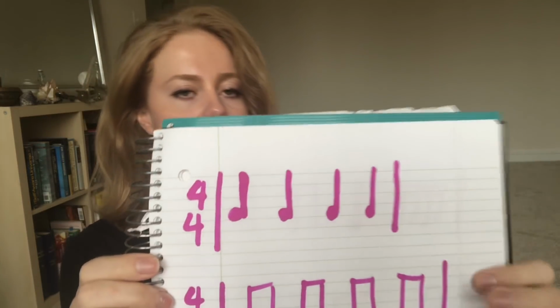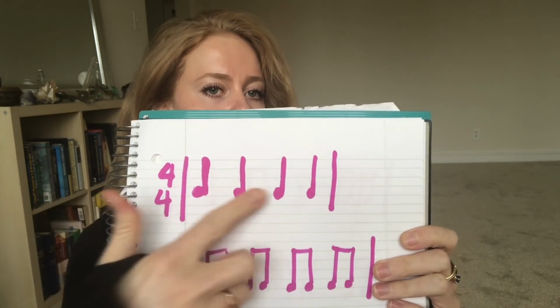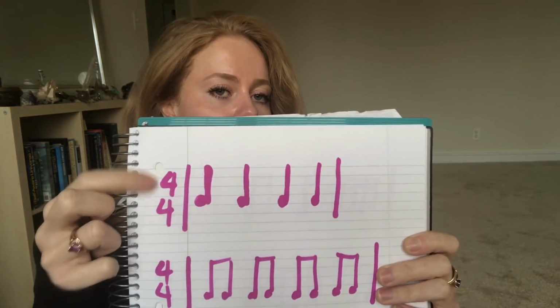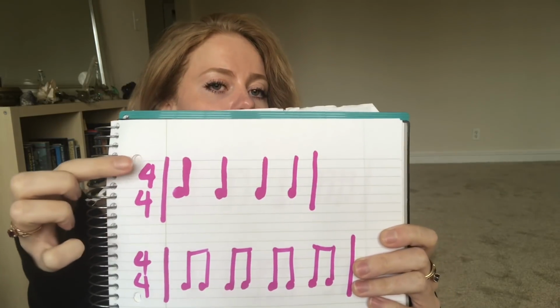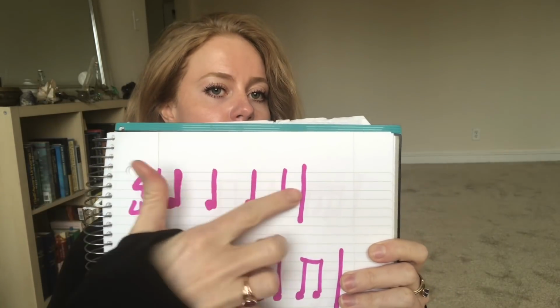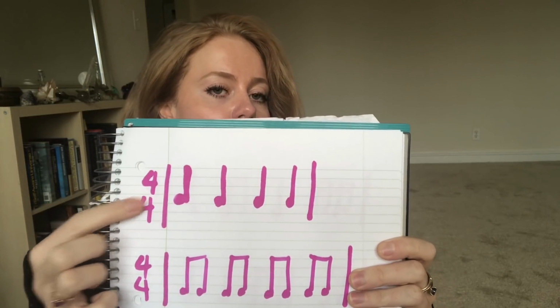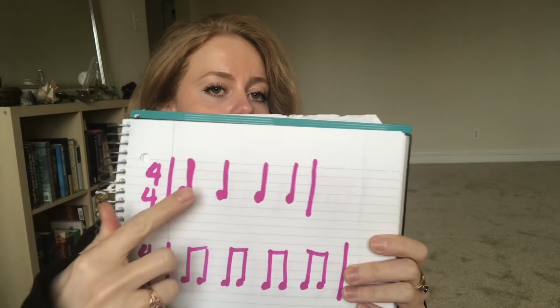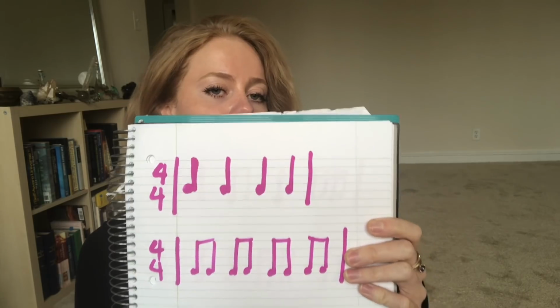Let's go back to the very first page, and you'll see that the first thing we're going to be doing is counting quarter notes. This thing over here is the time signature. It means that there are 4 quarter notes. The 4 on the bottom is for a quarter note. So you can see that there's 4 quarter notes in this measure.